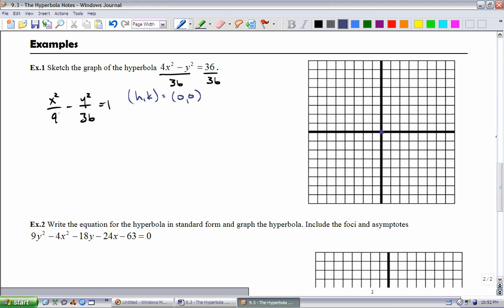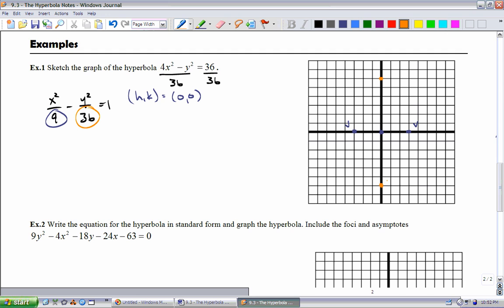The distance from the center to the endpoints of my horizontal axis is 3. So there it is. And because x comes first, I know it's opening left and right. So I can confidently label those as my vertices. The endpoints of my vertical axis are 6 units away. 1, 2, 3, 4, 5, 6.